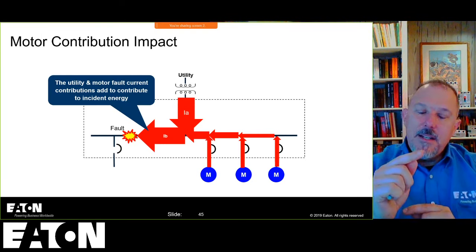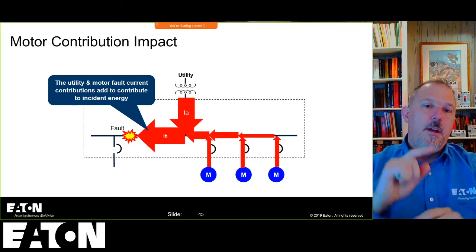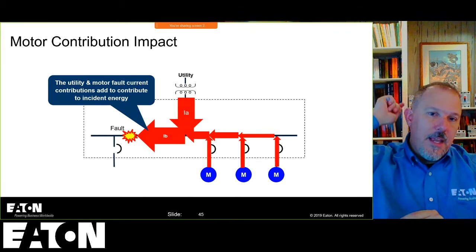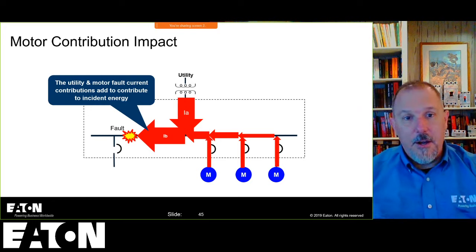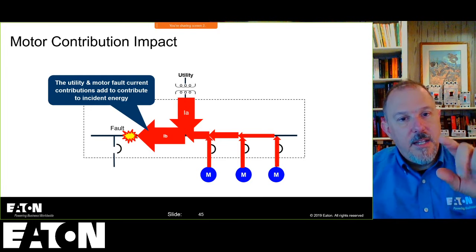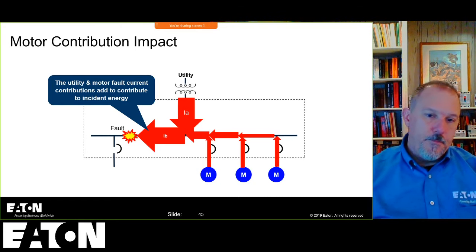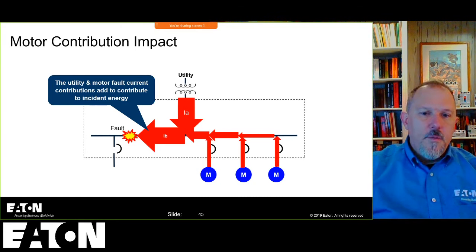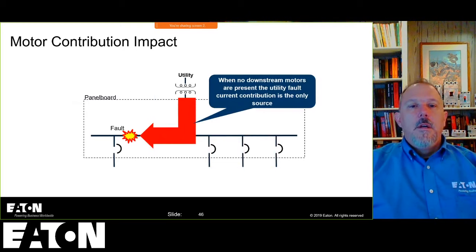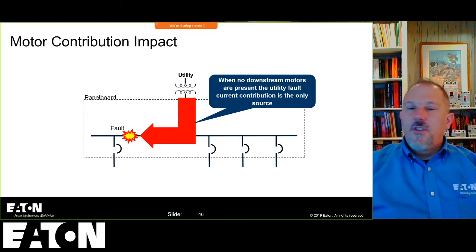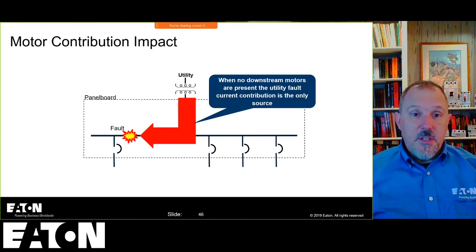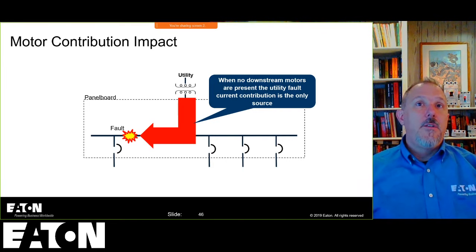But the clearing time is only dependent upon the fault current that flows through the upstream device. And in this scenario, it's the clearing time of what's on the primary of that transformer. Hopefully you understand that. So when there's no downstream motor contribution, then my clearing time is based upon the available fault current at that location. Done.